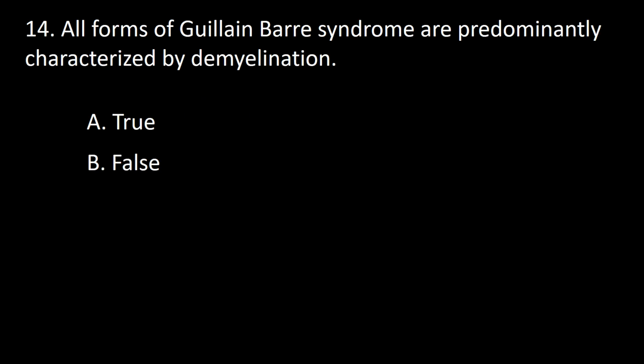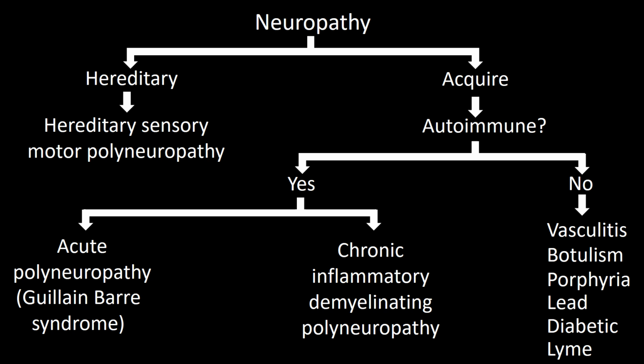Next question. All forms of Guillain-Barré syndrome are predominantly characterized by demyelination. A true, B false. This is a very abbreviated chart of neuropathies. We will go through it in the next few minutes, so you do not need to read it all at once. Acute polyneuropathy is regarded by many neurologists as synonymous with Guillain-Barré syndrome. Guillain-Barré syndrome is an acquired autoimmune condition.